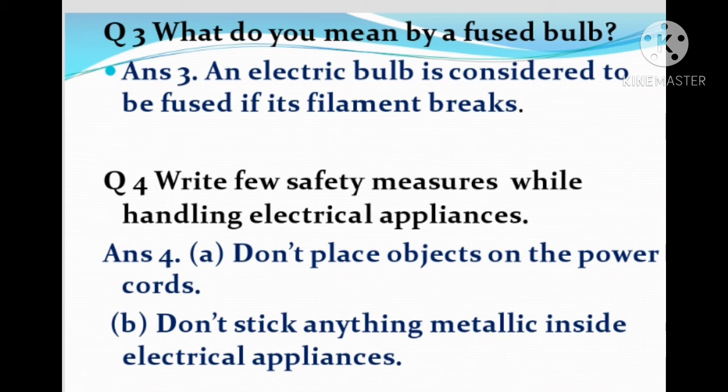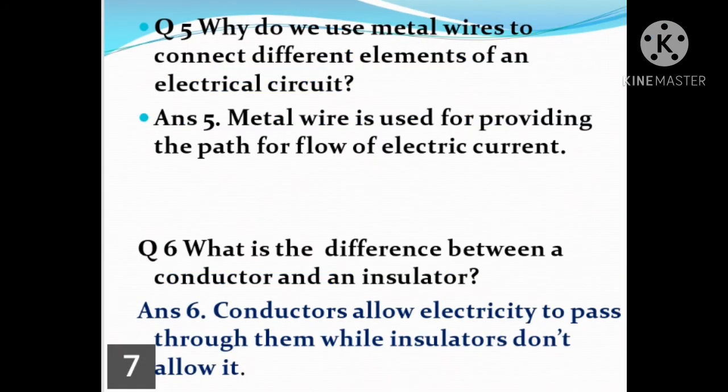The second is: don't stick anything metallic inside electrical appliances. If you are using any electrical appliance, then don't insert anything like a knife, fork, etc. inside electrical appliances.